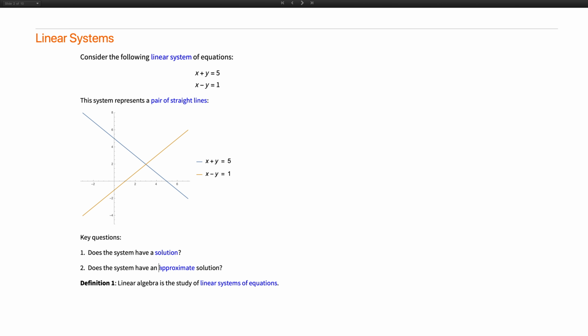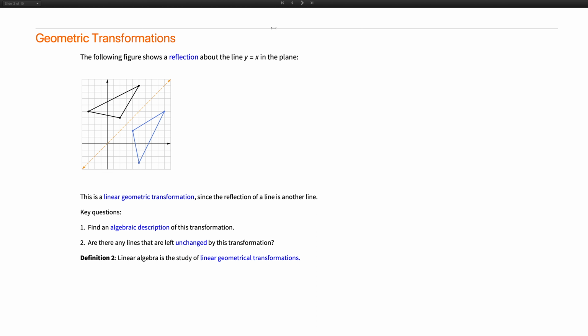So we have a notion of an approximate solution. Either you have an exact solution or you have an approximate solution. But in any case, for some people, their definition is that linear algebra is the study of linear systems of equations. But other people have a more geometrical view of the subject, and they'll say that linear algebra is the study of geometric transformations.